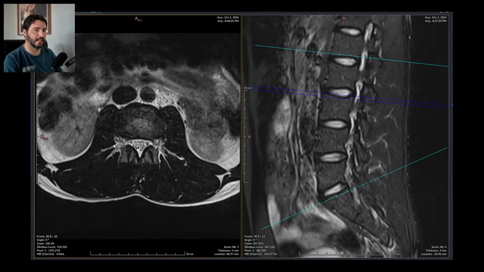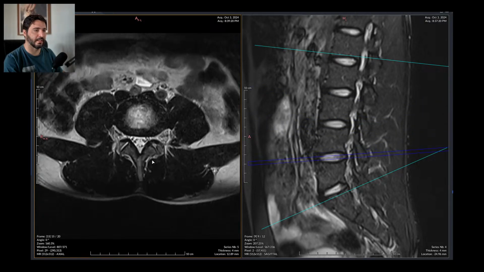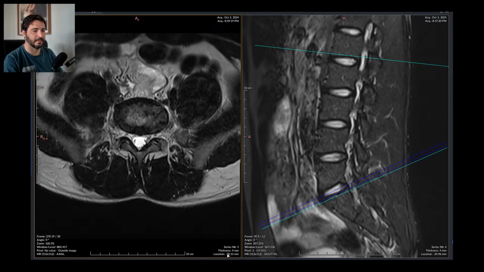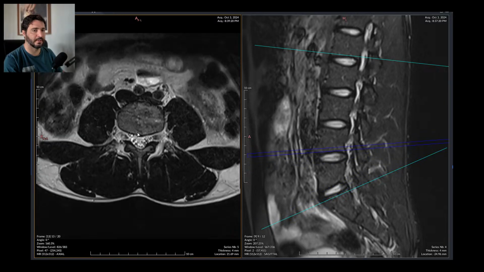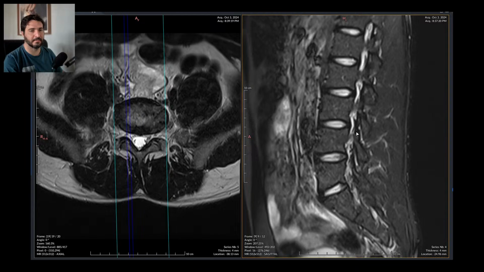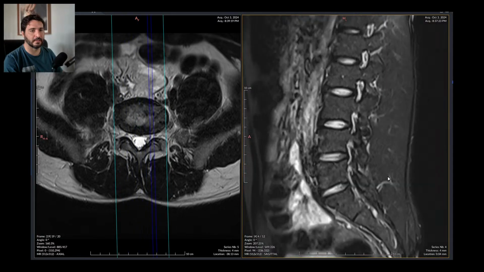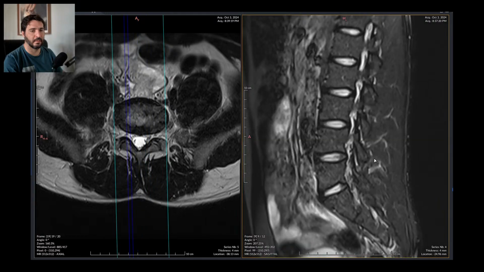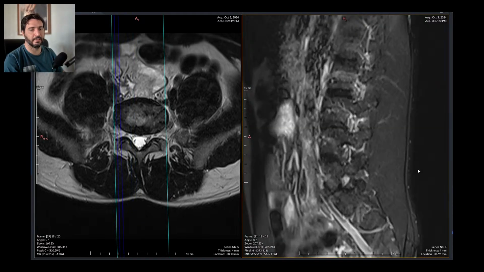So there is some fluid accumulation right there. We can't really see that on the axial view because this is a very badly done axial sequence. The slices are too thick and they are malpositioned. But I can see it right there on the STIR, the fat saturation water weighted sequence, that there is some accumulation of liquid right there and right there and right there. So it's L3, L4, L4, L5.